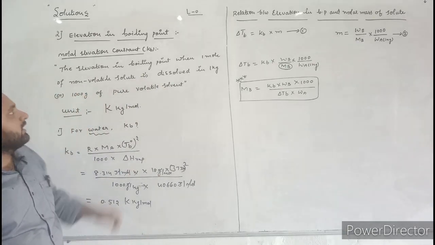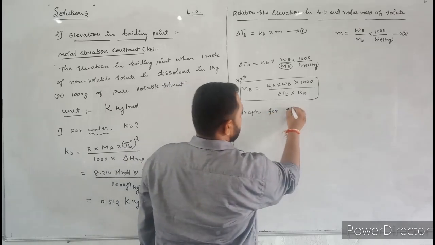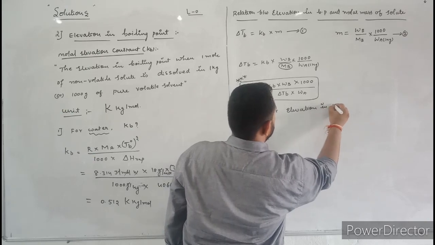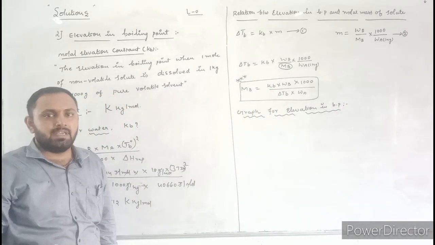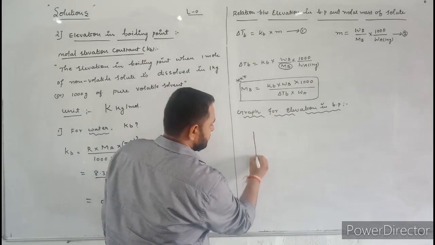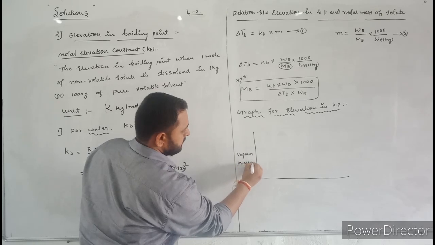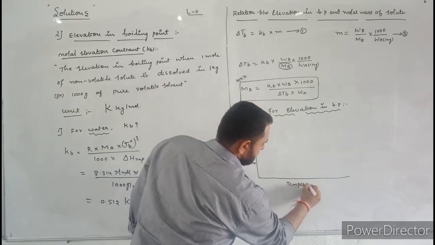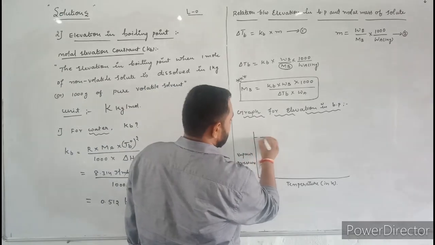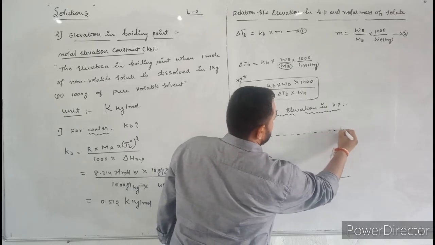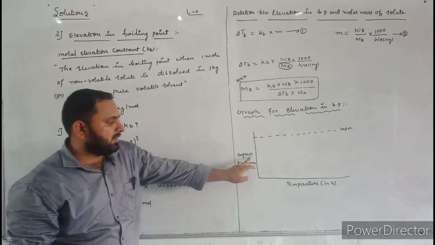Okay. Now let us discuss the graph for elevation in boiling point. Here, to discuss graph for elevation in boiling point, let us consider vapor pressure on y-axis, temperature on x-axis. This is the vapor pressure. This is the temperature in Kelvin. Next, let us consider one ATM line. Here, this is a one ATM line. We know that vapor pressure is dependent on temperature. As temperature increases, vapor pressure also increases.